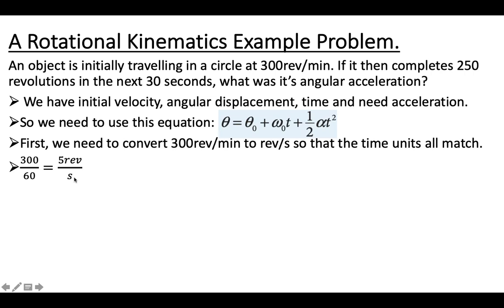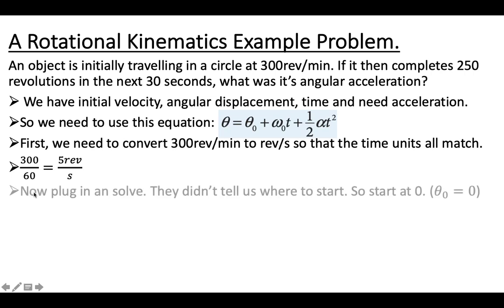So you might be wondering, how did he know to divide? Obviously, we know that there's 60 seconds in a minute, but how did he know to divide instead of multiply? Well, if you can go 300 times around in a minute, how many times can you go around in a second? Is it going to be more or less? Well, definitely, I can't go as far. If I only have 1 second, I can't go the same distance that I could in a minute. So it's got to get smaller. So that's how I knew to divide. You can go farther in a minute than you can in a second, so make it smaller. Okay, now plug in and solve.